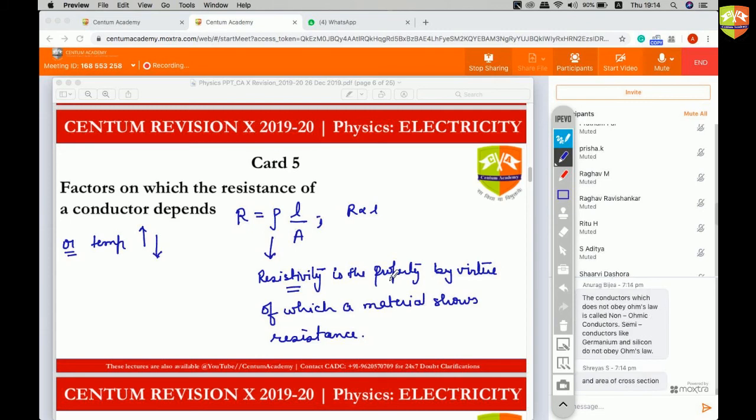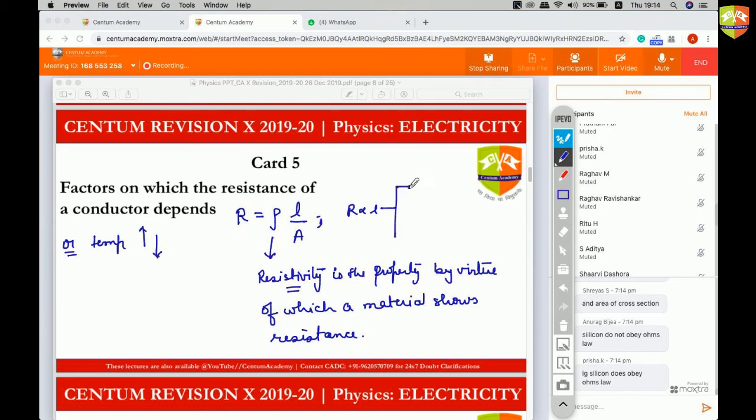Clear? With any change in dimension, the resistivity will not vary. Resistivity will only vary if the material is changed, or the temperature of the material is increased or decreased to a high extent, not by minor changes. So the resistance of a material depends on the material itself plus the dimensions of the material. Clear?